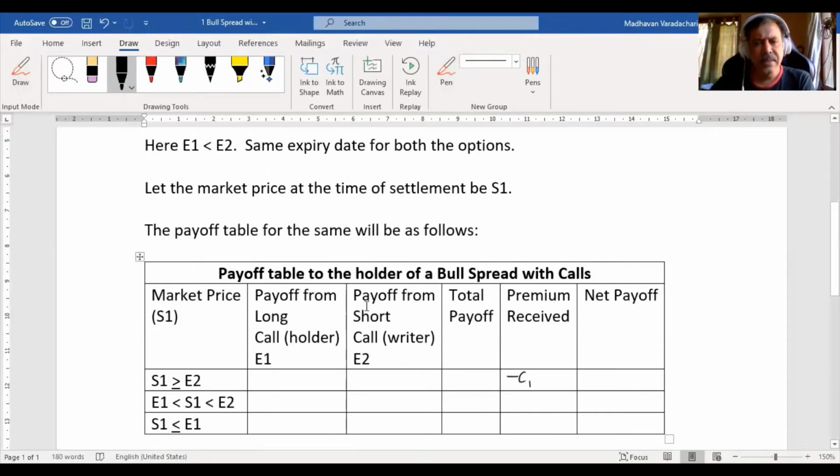And then when I sell the second call option, I'm going to receive the premium. We assume the premium as C2. Since I'm going to receive it, it is an inflow. I'm adding that C2. Thus this premium received will be the same for all the possibilities. So here I'll write C2 minus C1, C2 minus C1.